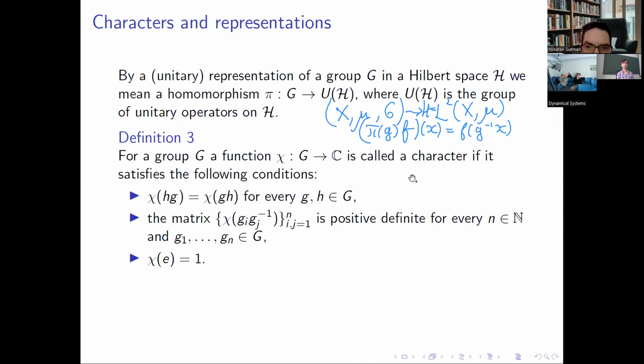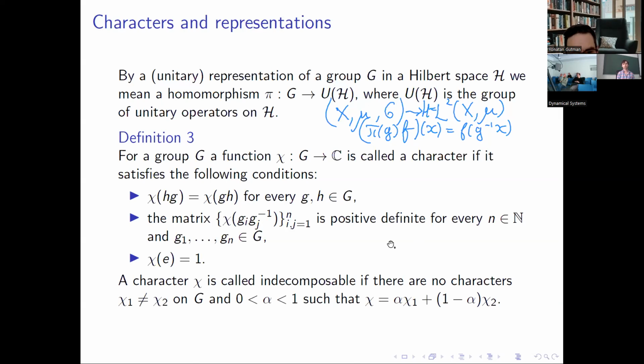Now, definition. Basically, a character on a group is a conjugation invariant function, which is positive definite in this sense that for any finite number of elements g1, ..., gn, the matrix consisting of these elements is positive definite, and also we require for simplicity normalization that the value at the unit element of the group is equal to 1.